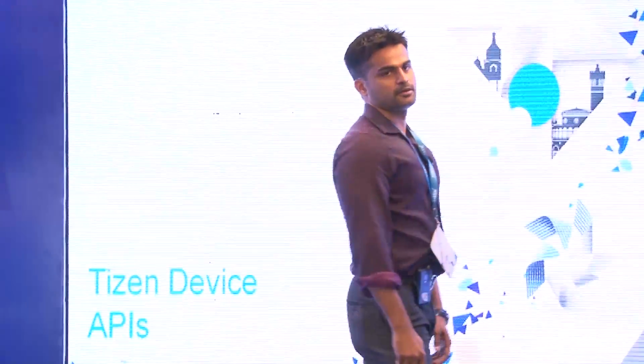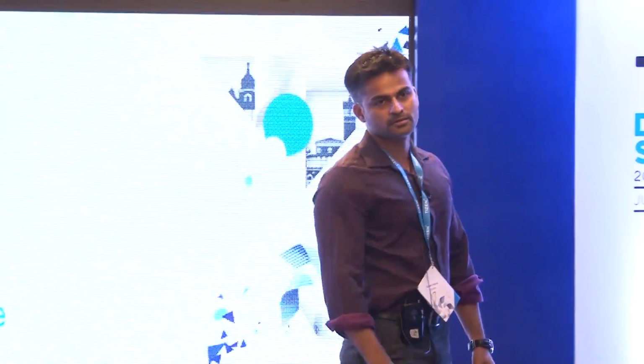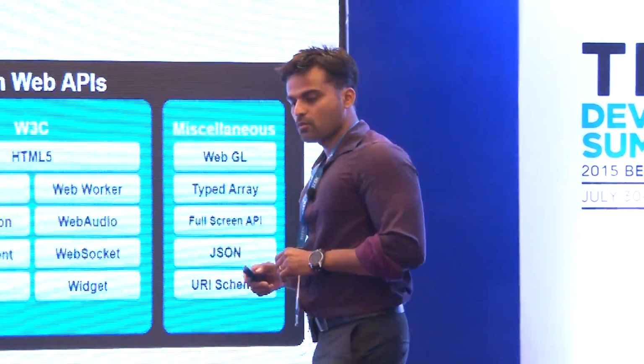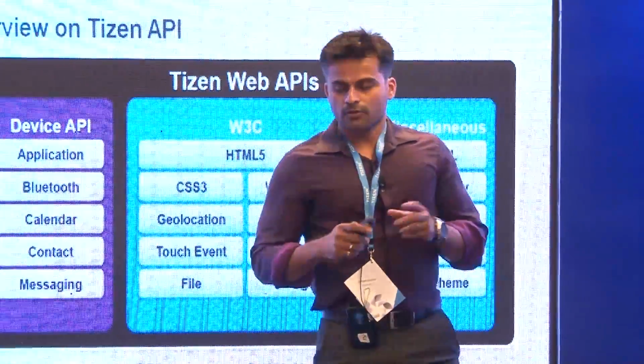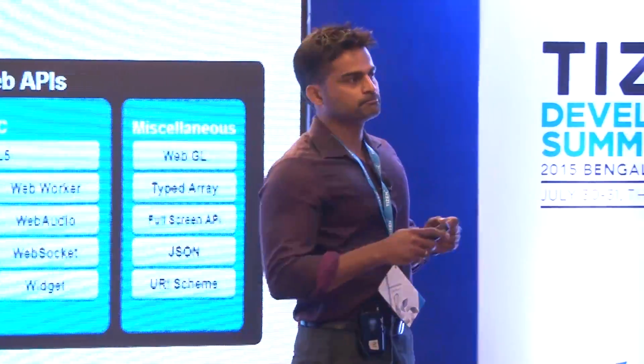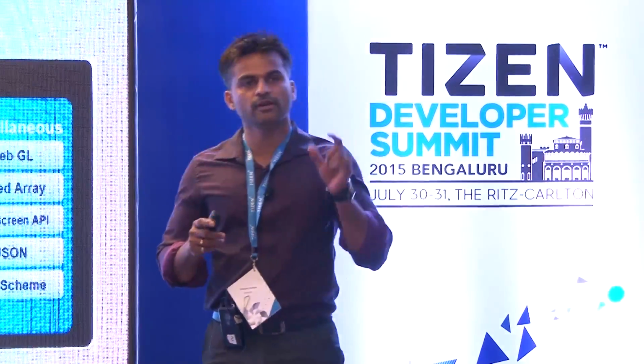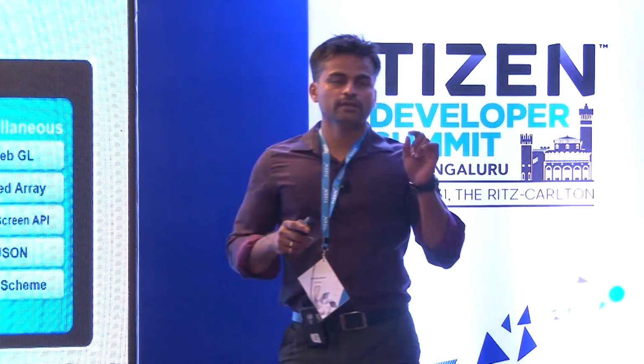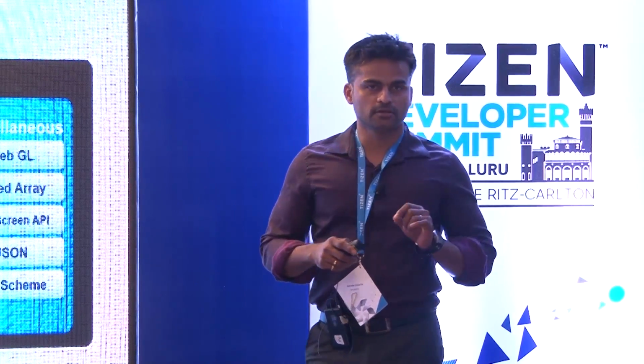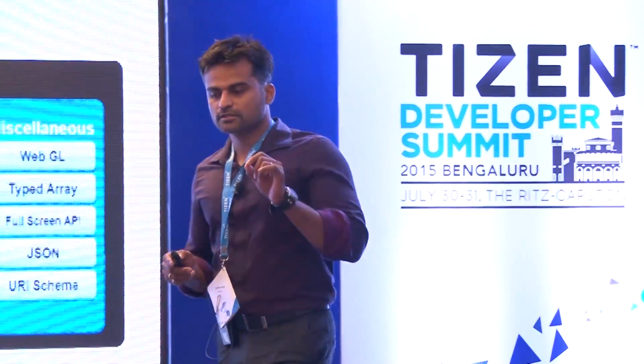Good evening everyone. Let's start with Tizen device APIs. What are Tizen device APIs and what is the use of Tizen device APIs? Before answering this question, what are web APIs? For example, I would like to find the latitude and longitude of my location. For that I use an HTML5 API called navigator.geolocation.getCurrentPosition, which is nothing but a web API.